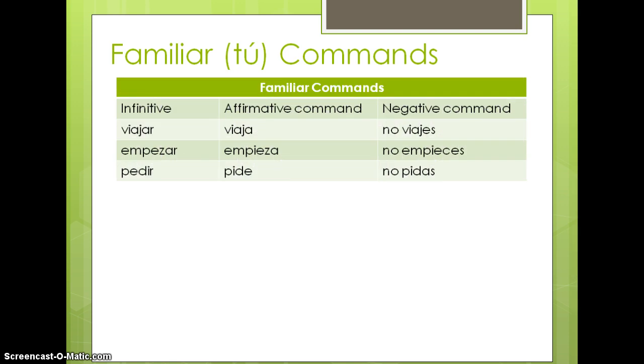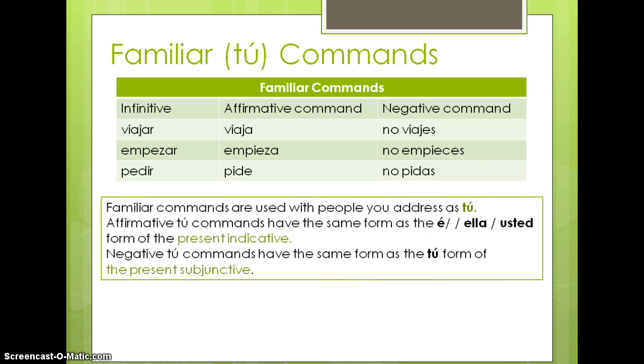We'll move on to the tú commands, those familiar commands. Here are your examples. Notice the differences between the affirmative and the negative commands in the familiar commands. Remember, we use these when we are going to address people we would address as tú. The affirmative tú commands have the same form as the él, ella, usted form of the present indicative. Viaja, empieza, pide. Negative tú commands, however, have the same form as the tú form of the present subjunctive. So, no viajes, no empieces, no pidas.